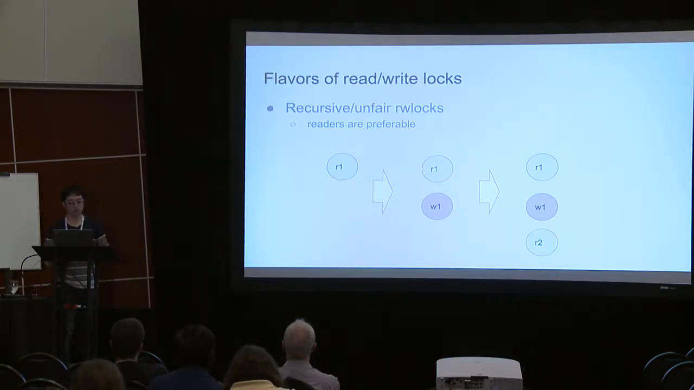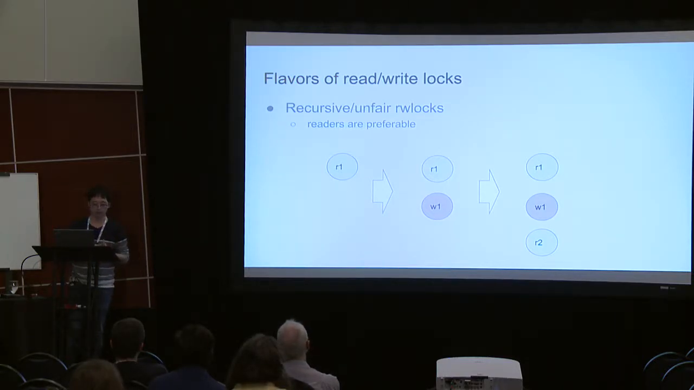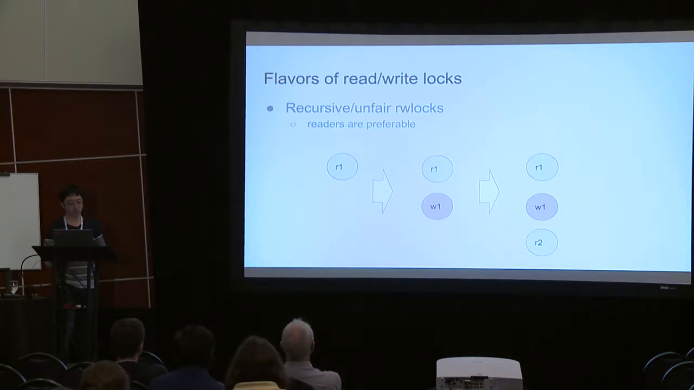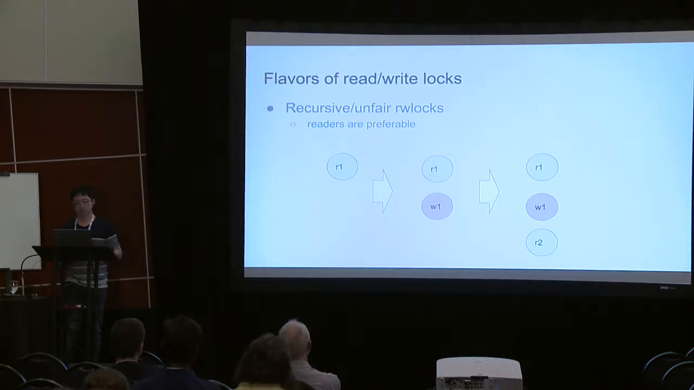There are two different flavors. One is called recursive or unfair read-write locks, where the locks prefer readers. Think of this example: if there is a first reader called R1 that grabs the lock, and then comes another writer called W1, at this time W1 cannot get the lock. And then another reader called R2 comes along, and because the lock prefers readers, R2 can get the lock. So that's why R2 is green.